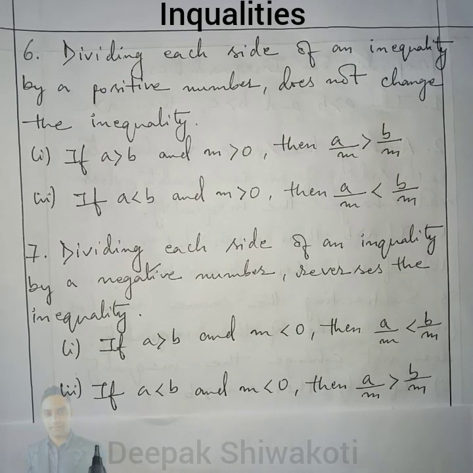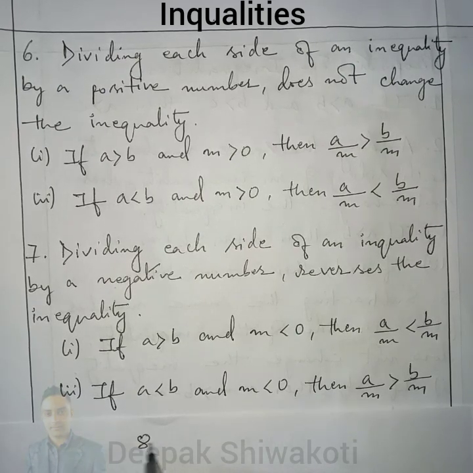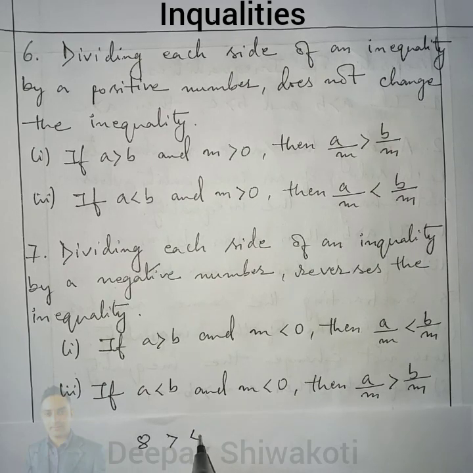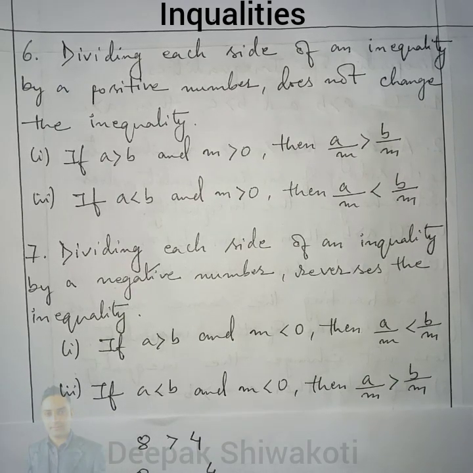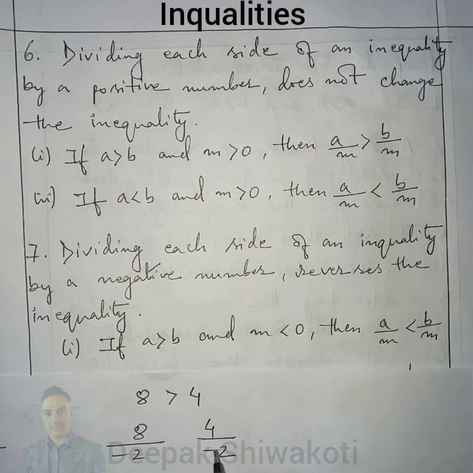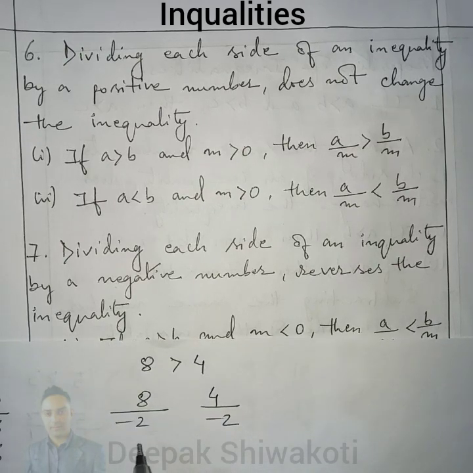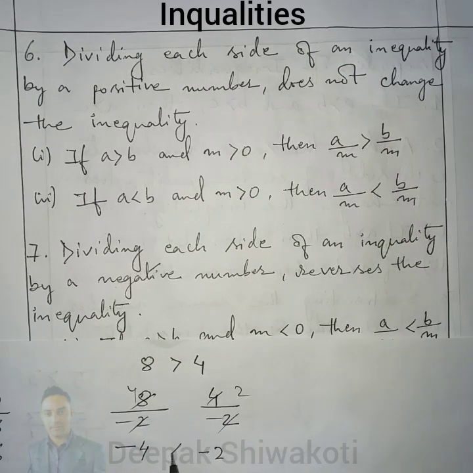Suppose here 8 is greater than 4, and we divide each side of this by a negative number, minus 2. 8 by minus 2, 4 by minus 2. So what we get here is minus 4 and minus 2. Two fours are eight, and the minus remains like this; two twos are four. So minus 4 is less than minus 2. So the sign reverses when we divide by a negative number.